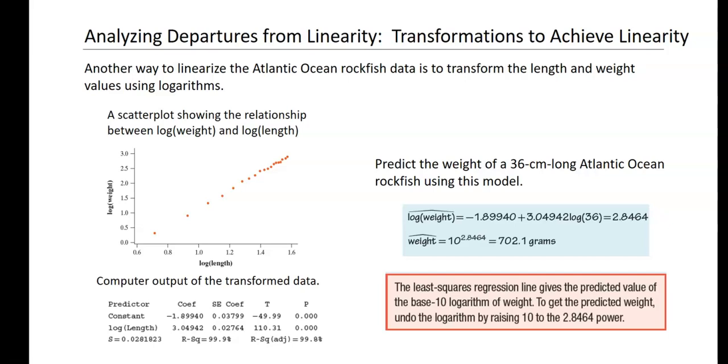To get the predicted weight, undo the logarithm by raising 10 to that power. So they use math to do that. They took the log equation, put it in exponential form, and solved it, which is fine, but you don't have to do that.